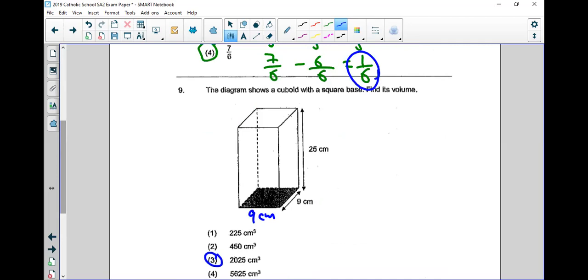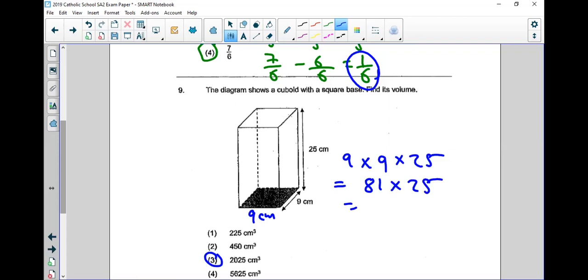Formula. Volume is length times breadth, times height. Okay, and then do your working. 9 times 9, 81. 81 times 25. So there's no shortcut here. Actually, there's a shortcut to do this, but Mr. won't teach you because I want you to know how to multiply 2-digit numbers.